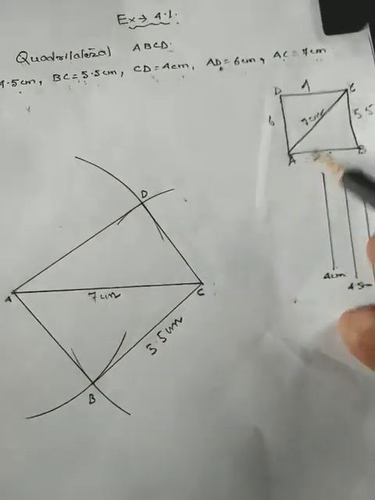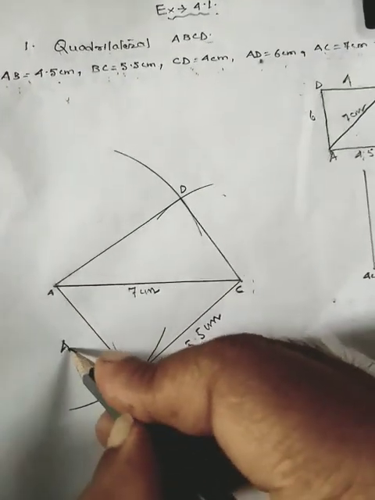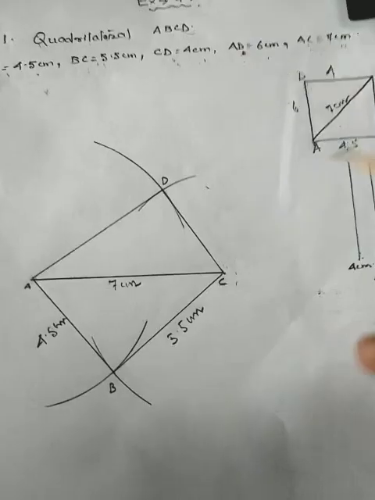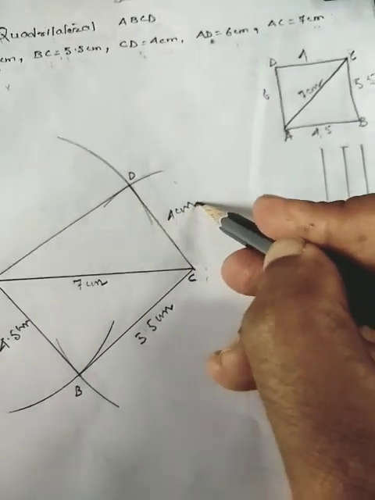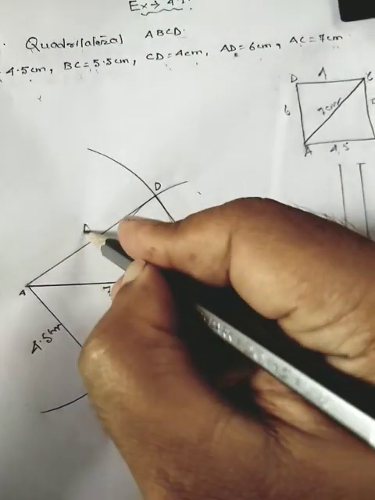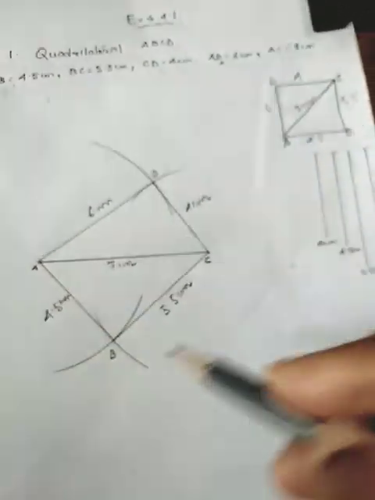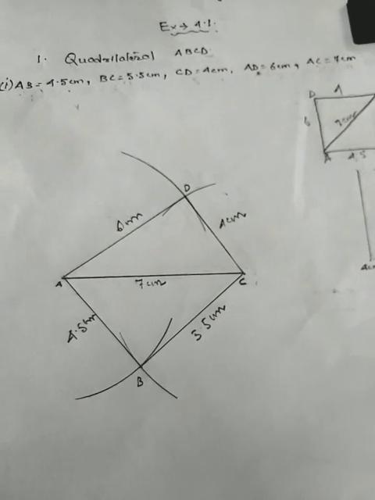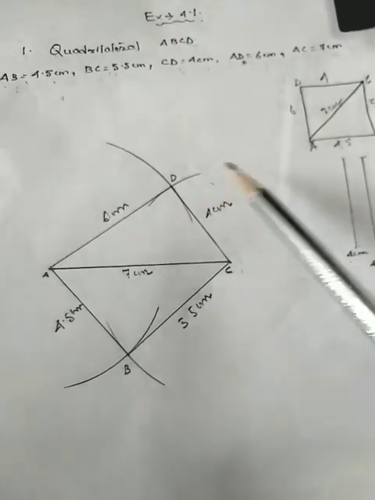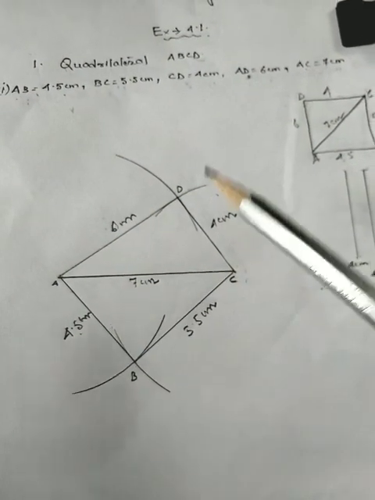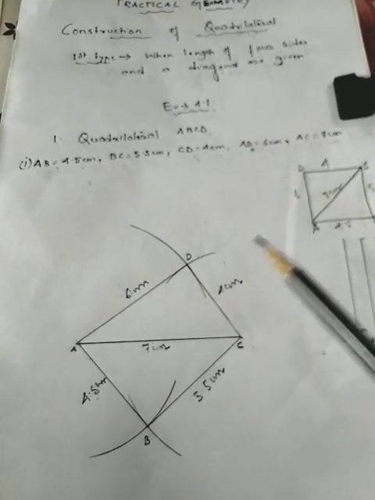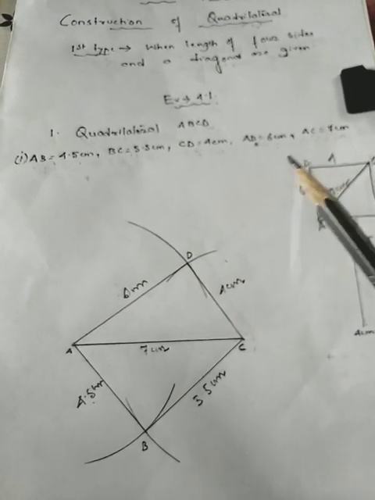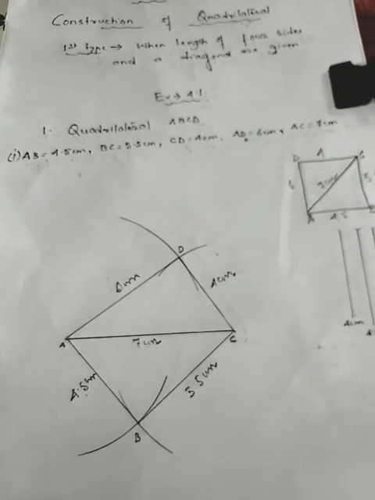Now what is AB? AB is what? 4.5 centimeter. Please write it down. 4.5 centimeter. DC is what? 4 centimeter. And AD is 6 centimeter. This is how you should end your construction. You should always mention the dimensions after the construction has completed. Okay. So this is how you have to draw the quadrilaterals where the four sides and one diagonal are given.